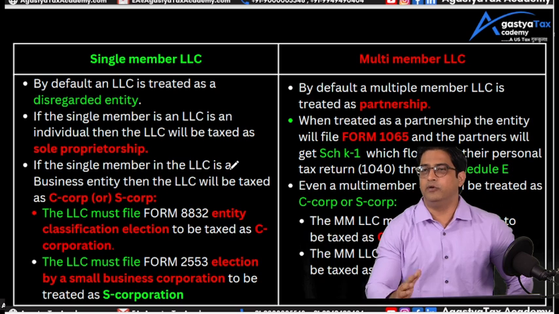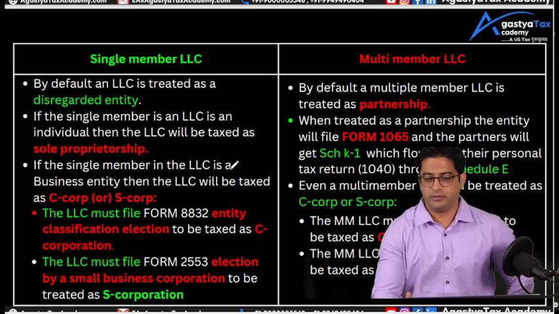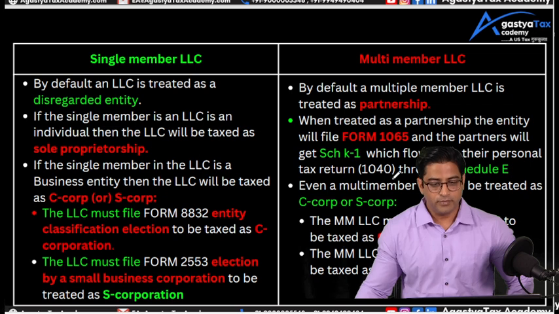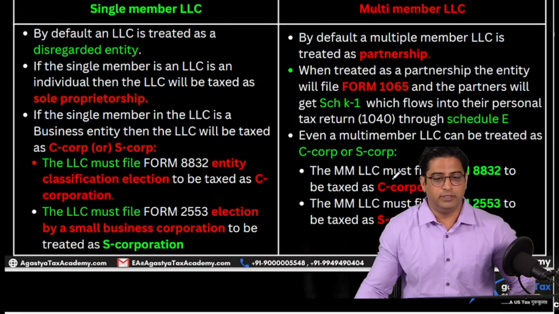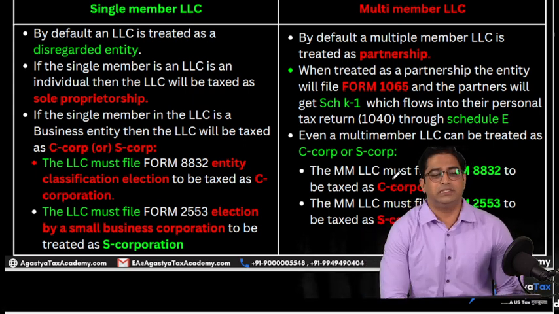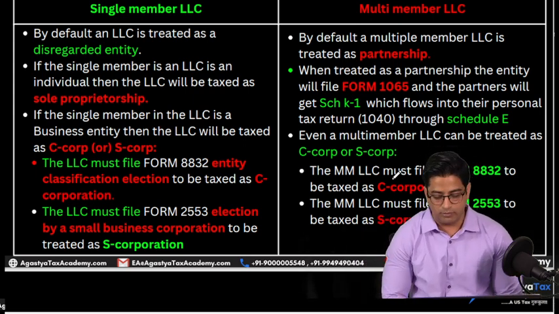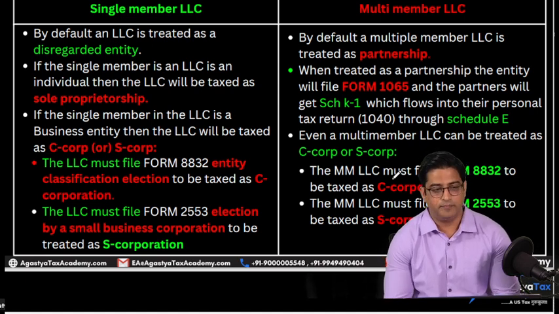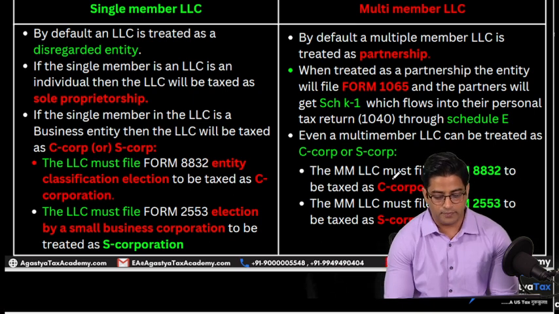We'll get in detail. What is C corporation? What is S corporation? We'll look at all those forms. So please write the differences in the T table. First point, by default, an LLC is treated as a disregarded entity under single member LLC.